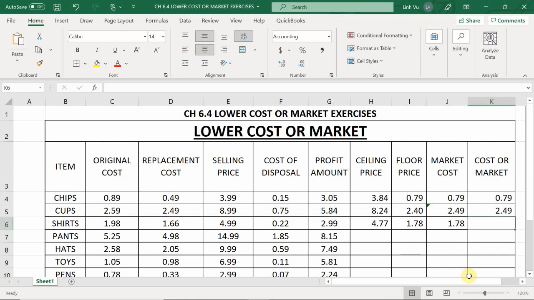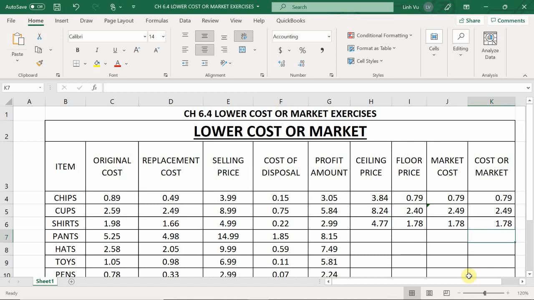So now let's determine which one's lower, my original cost of 1.99 or my market at 1.78? Your market of 1.78 is lower.